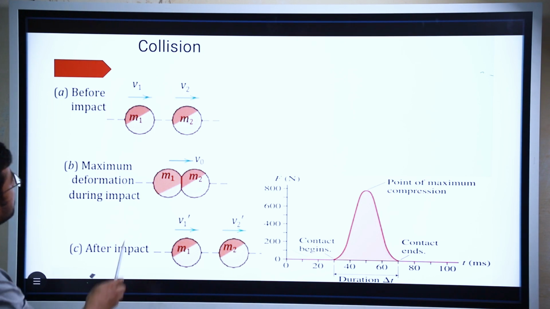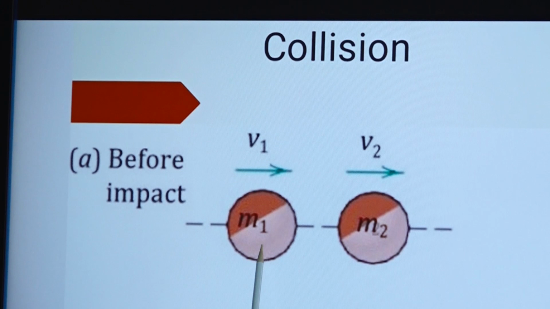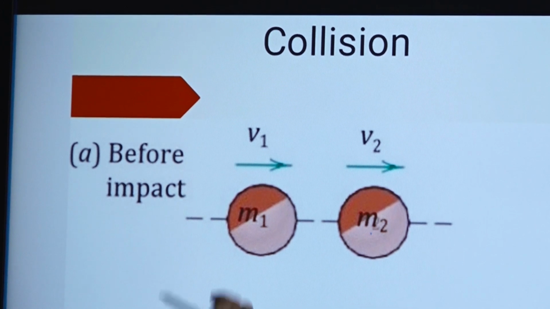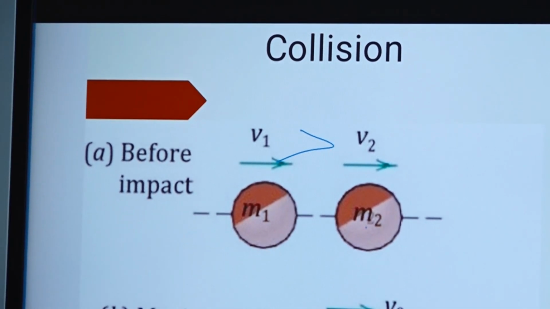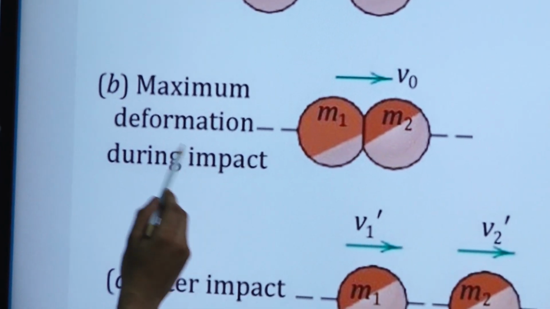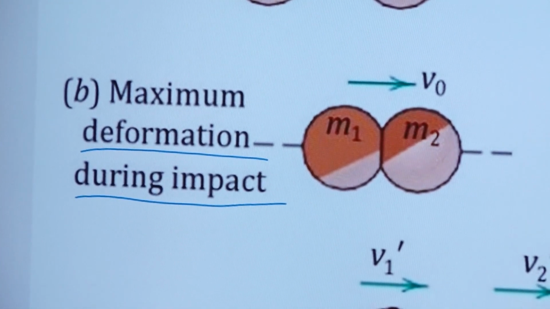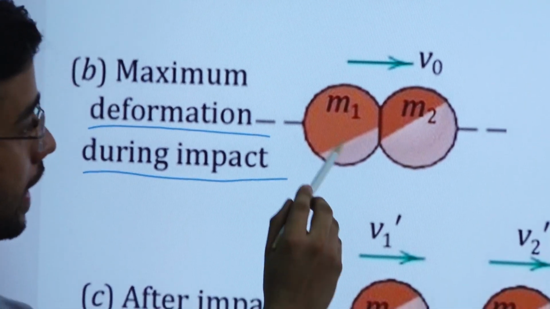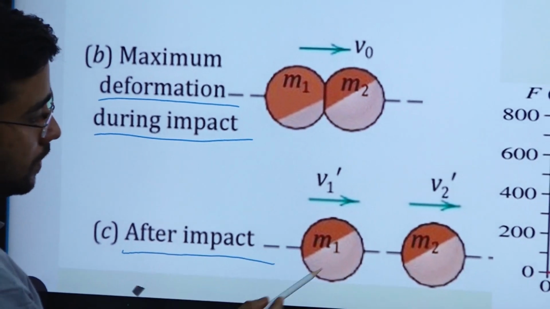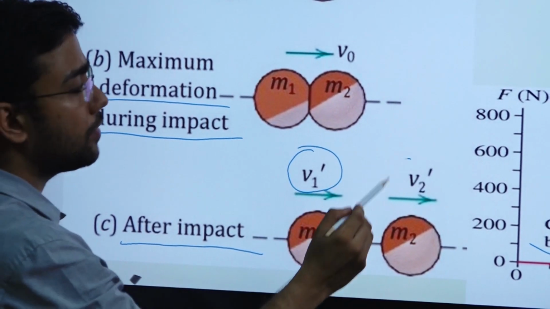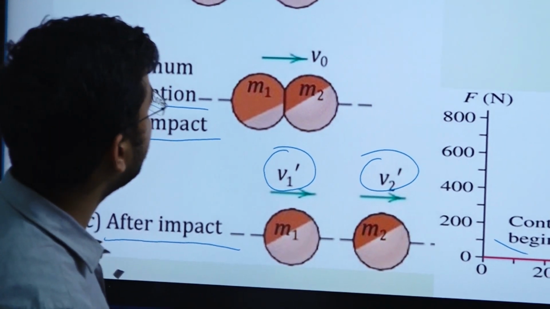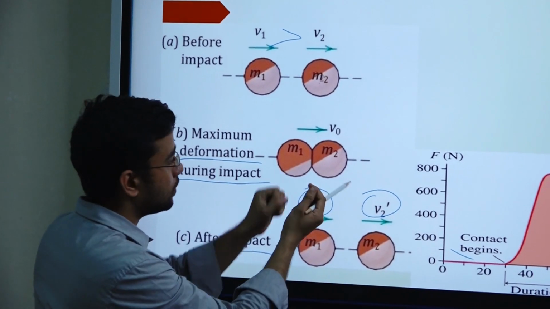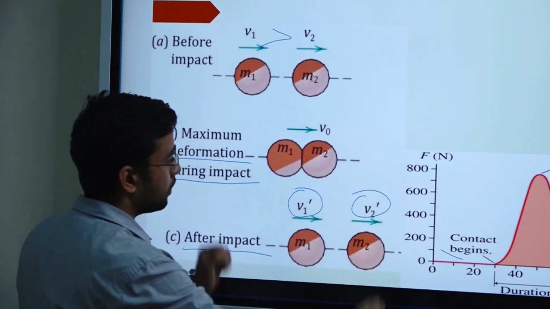Suppose you can see here one body m1 moving with v1 velocity, and another body m2 moving with v2 velocity. This v1 should be greater than v2, then only they will collide. When they collide, deformation will happen during impact. After the deformation, they will go back and exchange energy, and then start moving with some other velocity. So collision happens in 3 steps. First they come together, then they collide for a short period of time, then they go away with different velocity.